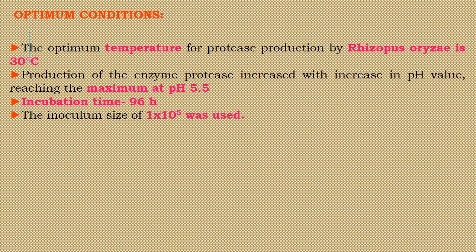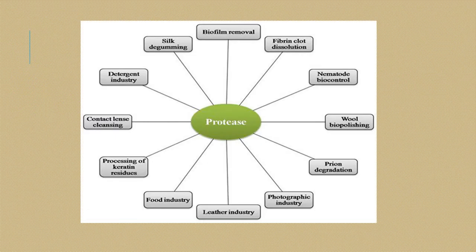Then we will see the optimum conditions. It requires 30 degrees centigrade as temperature. The pH should be 5.5. The incubation time is 96 hours, and the cell concentration should reach about 10 power 5. Once it has reached that size, then they will go further into the production fermenter.